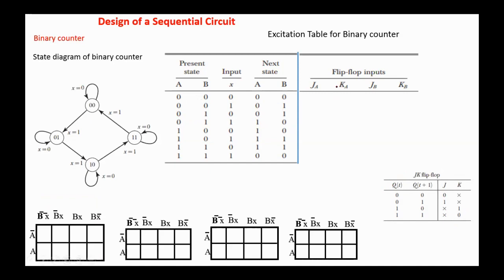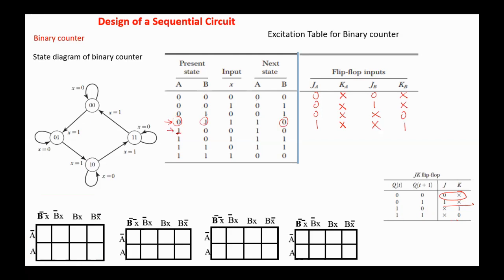For example, for the A flip-flop from 0 to 0, here we have 0x. For the B flip-flop from 0 to 0, again 0x. The next state from 0 to 0, again 0x. From 0 to 1, here we have 1x. The next from 0 to 0, again 0x, and from 1 to 1, x0. Next from 0 to 1, 1x, and B from 1 to 0, x1.